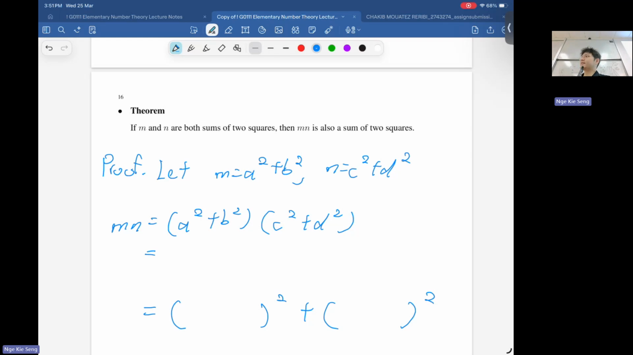Anyone expanded this term here? Finish expanding. What do you get? A square C square plus A square D square plus B square C square plus B square D square. Is it possible to write this as a sum of two squares?